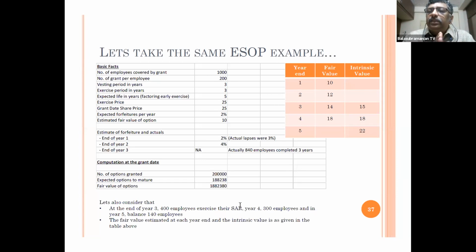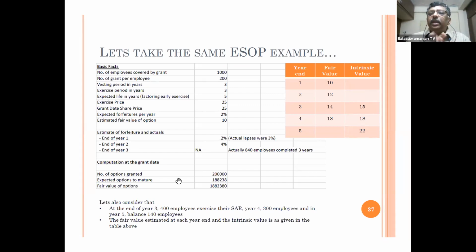So what is the difference? In an ESOP, you are given the share. In a stock appreciation right, what we are saying is, boss, I'm not giving shares, etc. But whatever increase in price is there, I will give you that much. So this is the key difference in that. Now, this will involve valuation at every year end. Why? I will explain as we look at it.